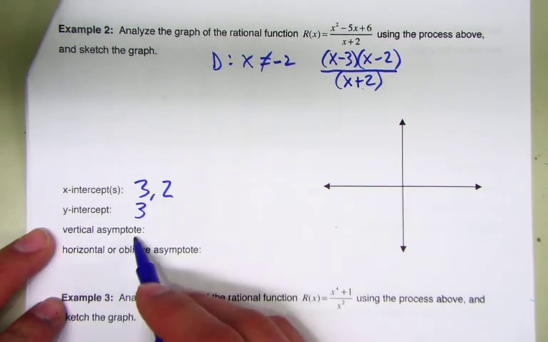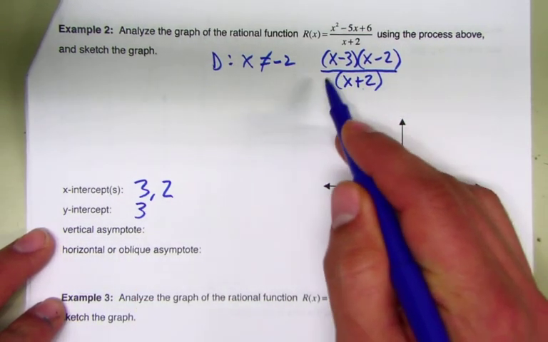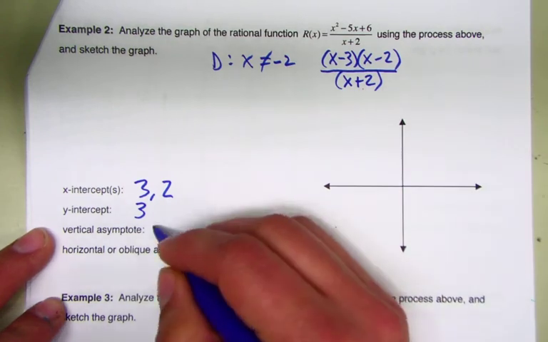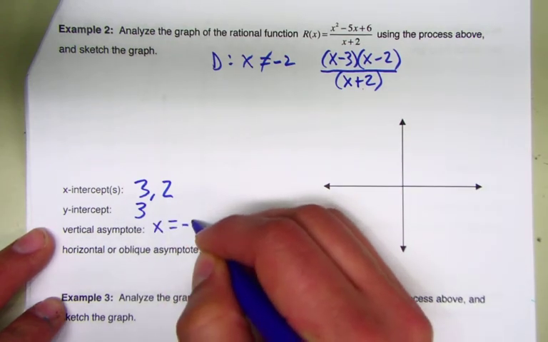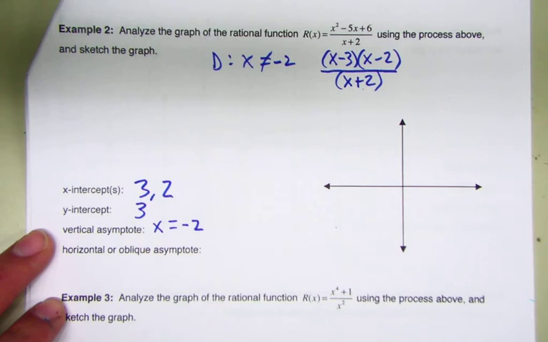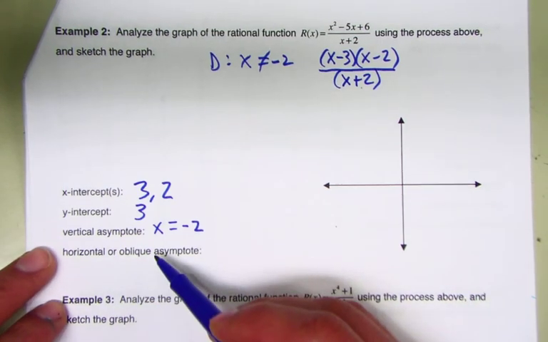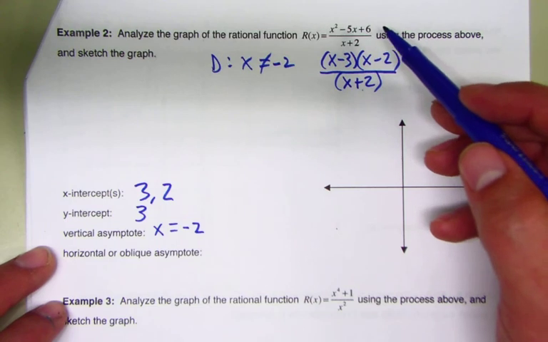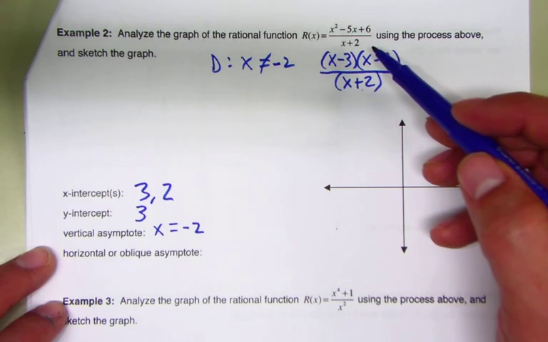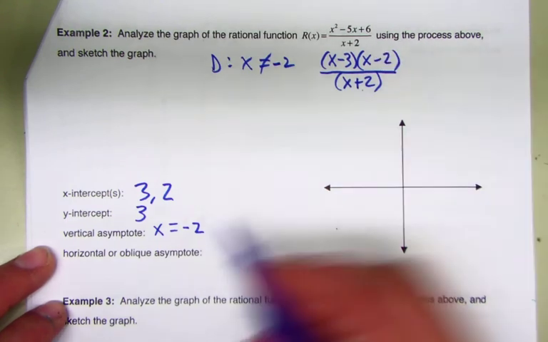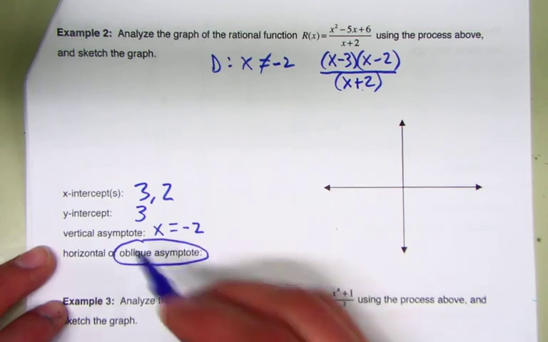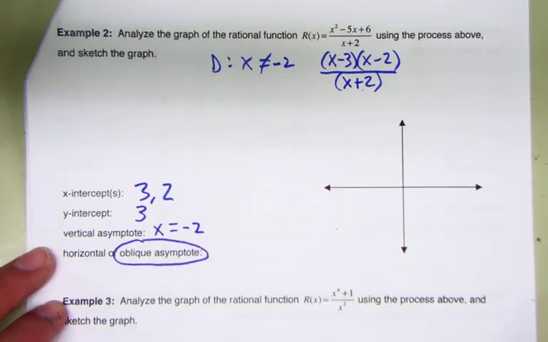Vertical asymptote comes from the denominator. The 0 of the denominator is x equals negative 2. Horizontal or oblique, we got to look at the degree. This is degree 2 in the numerator and degree 1 in the denominator. So this translates to an oblique asymptote. This is the first one we're going to graph with an oblique asymptote.